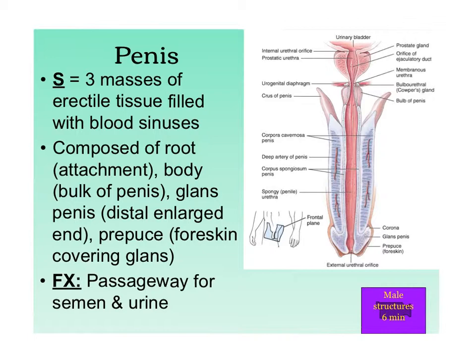And the anatomy of the penis, you have what's called the root, which is where it attaches to the body. Then you have the body, which makes up the bulk of its mass. And then you have the glans, which is the distal end right here. And then you have the prepuce, which is the foreskin, which will cover the glans for males that are uncircumcised. And of course, this serves as a passageway for both semen and urine in the male anatomy.